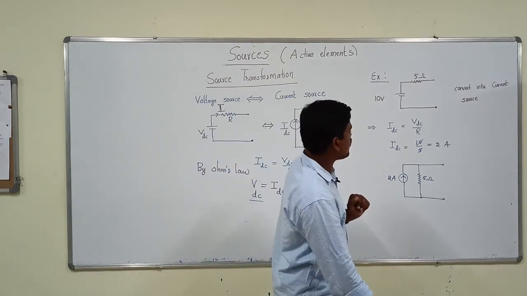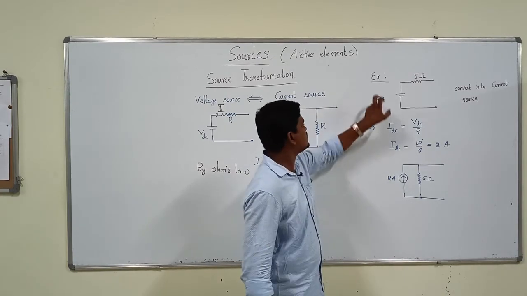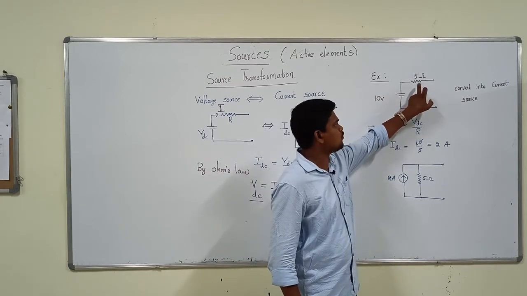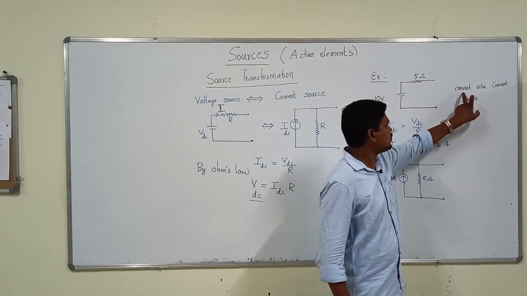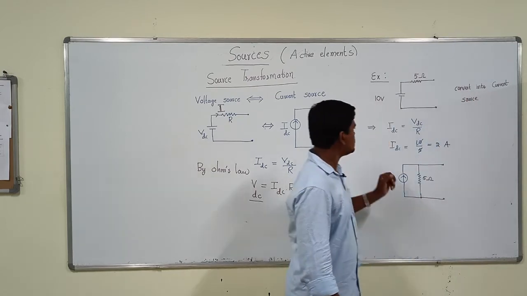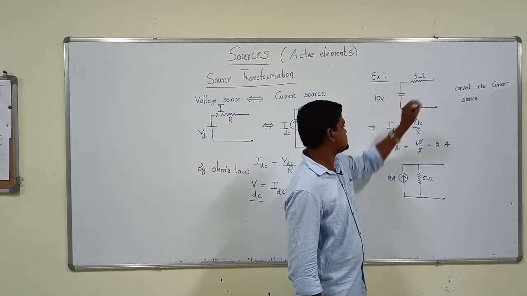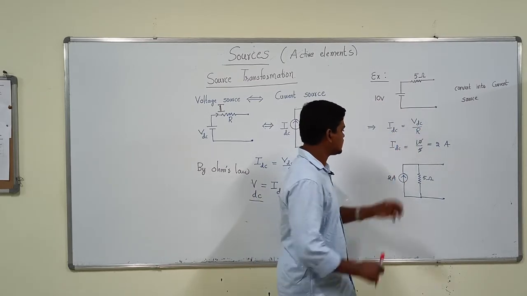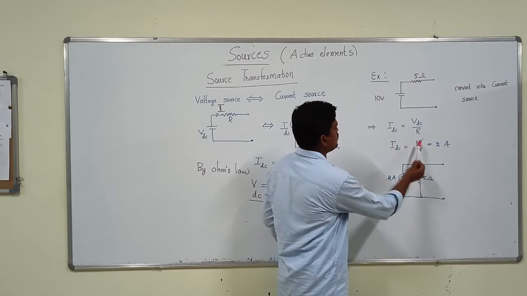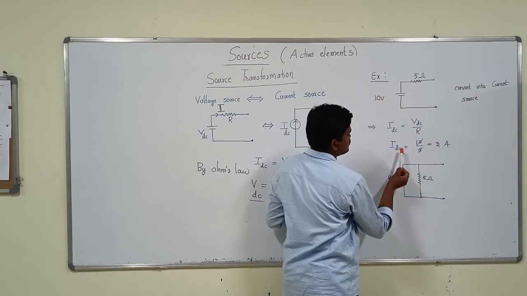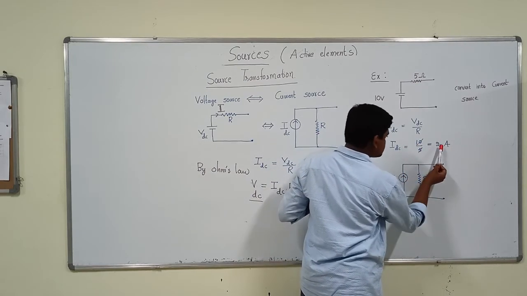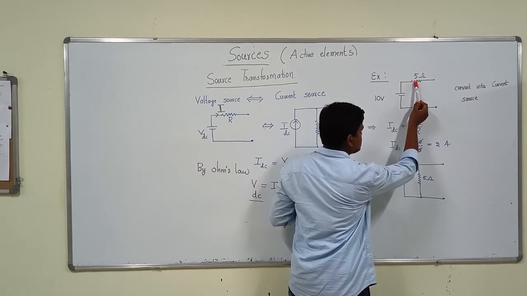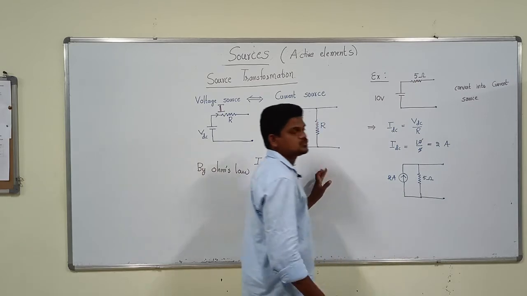If you understand one problem, it is very simple. For example, he is given a 10 volt source, connected in series with a 5 ohm resistance. He is asked to convert it into a current source. Simple method: we have voltage and resistance, so we find the current. That current value is voltage per resistance. I_DC equals 10 volts by 5 ohms, which gives 2 amps. So this is the current source value, 2 amps, and the series resistor becomes parallel. This is the procedure.